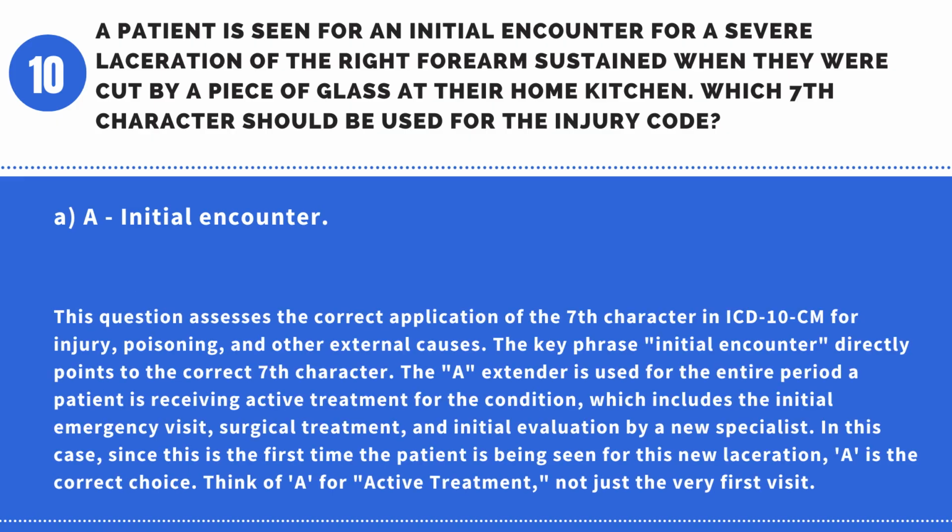Answer: A. Initial encounter. This question assesses the correct application of the seventh character in ICD-10-CM for injury, poisoning, and other external causes. The key phrase initial encounter directly points to the correct seventh character. The A extender is used for the entire period a patient is receiving active treatment for the condition, which includes the initial emergency visit, surgical treatment, and initial evaluation by a new specialist. In this case, since this is the first time the patient is being seen for this new laceration, A is the correct choice. Think of A for active treatment, not just the very first visit.